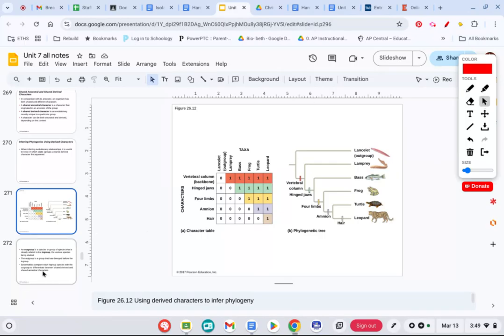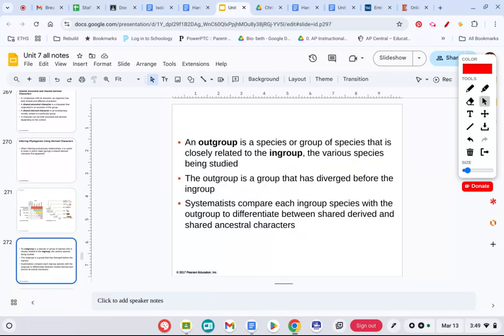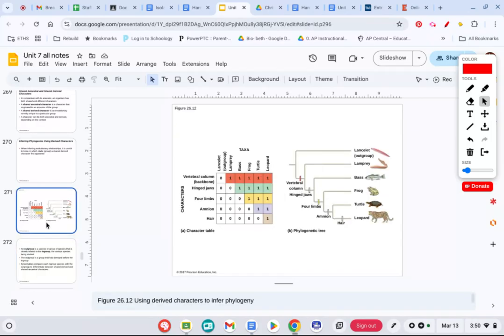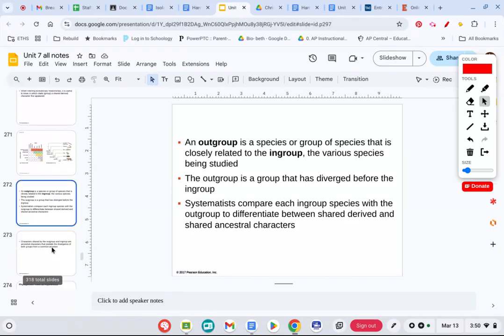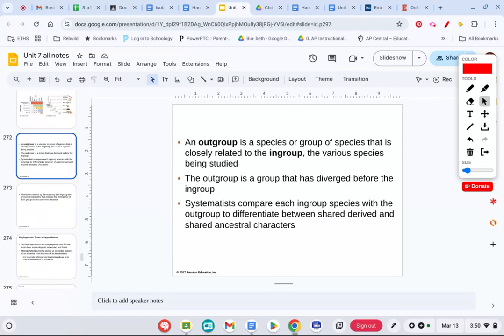So the next slide is showing what we just went over. The outgroup is the one that has the fewest of these characters in common, and the in-group is everything else that's being studied. The outgroup is the group that has diverged before the in-group has, and that's really all we need to know there.